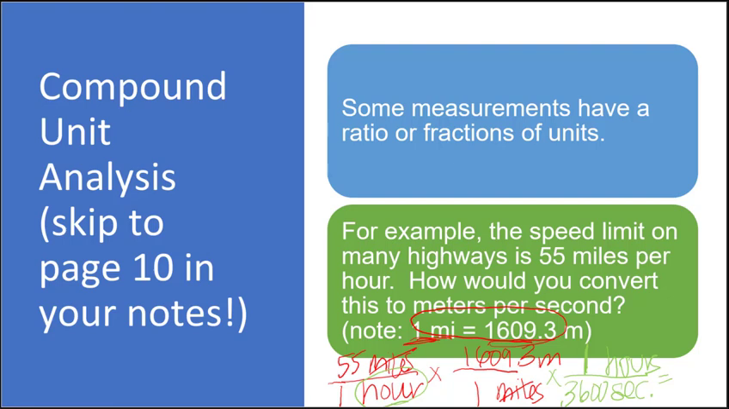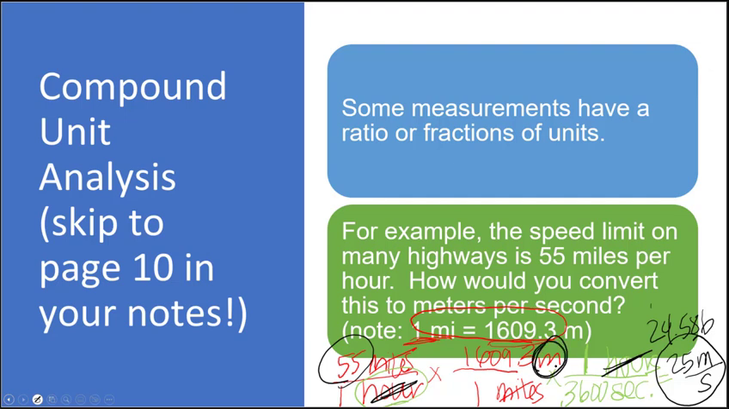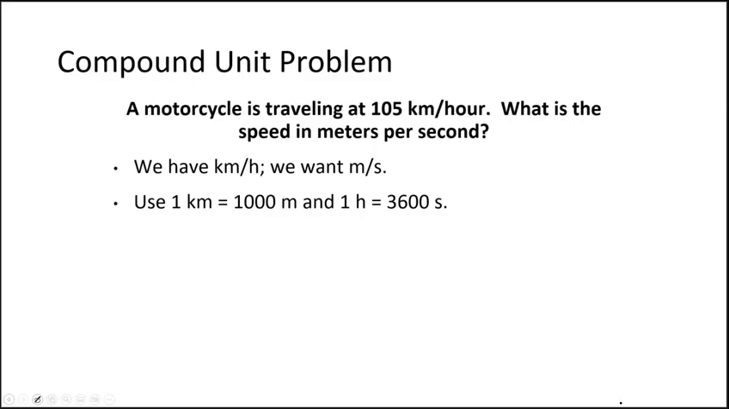And my calculator says 24.586. And I'm going to round that. Like I said, we started with 2 numbers here, so I'm going to round that to 2. So we're going to say 25 meters per second. And notice, hours I had to get rid of. So hours and hours cancel out because they're diagonal from each other, leaving me with the only unit on top being meters and the only unit on the bottom being seconds. That's how we get meters per second.